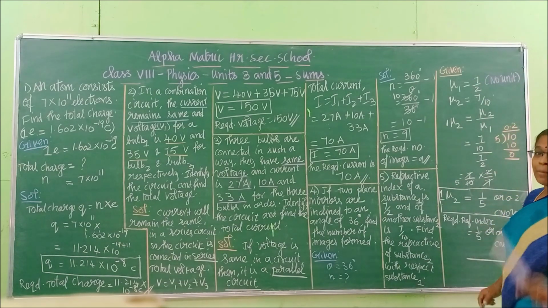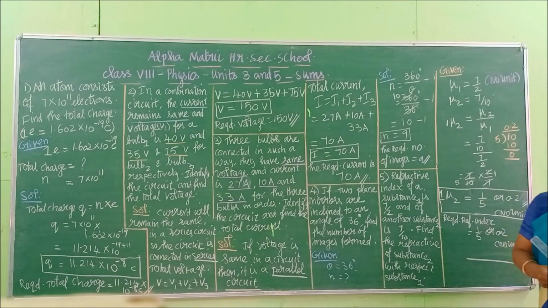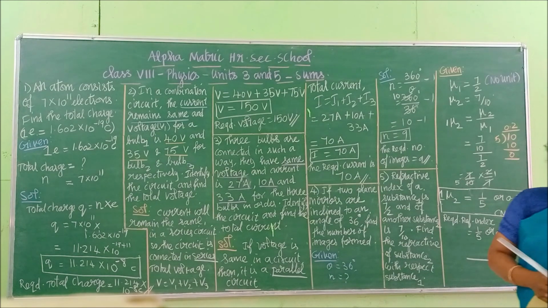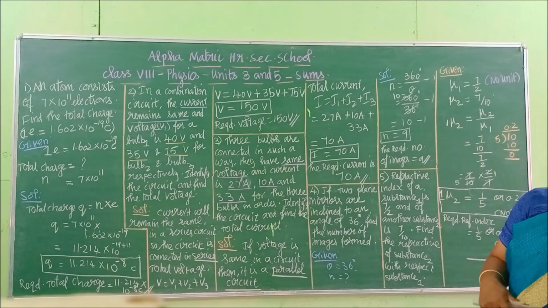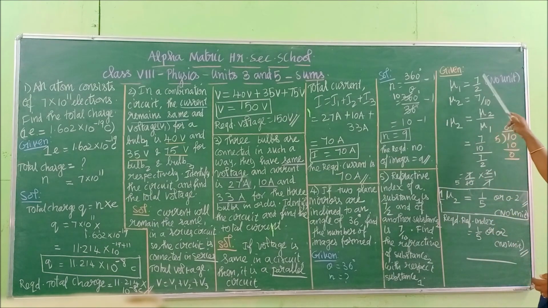Refractive index is a number. It is a ratio of similar quantities. That's why it doesn't have any unit. So connect the related concept. So mu1 is equal to 7 by 2. Mu2 is equal to substance 2's refractive index, 7 by 10.